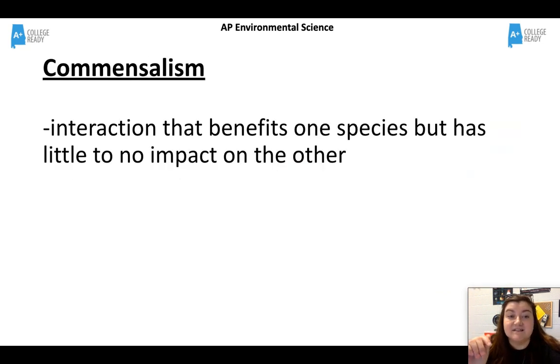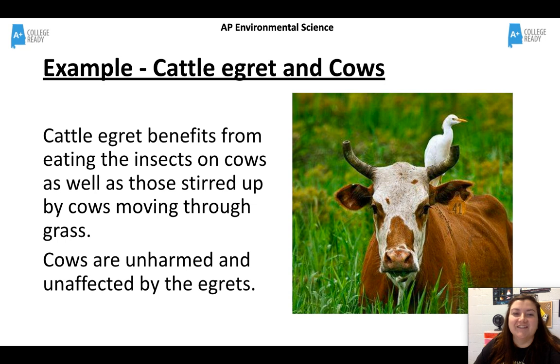Another type of symbiosis is commensalism. And this is going to be where one species is benefiting, for sure, but the other species is kind of like, could take it or leave it, little to no impact. So the example for this one is the cattle egret and cows.